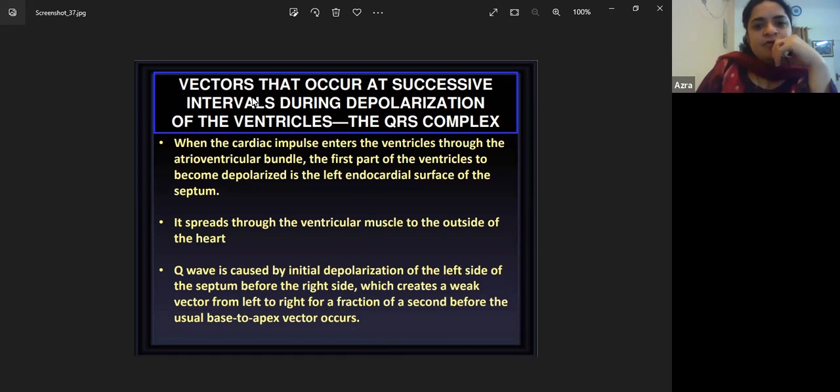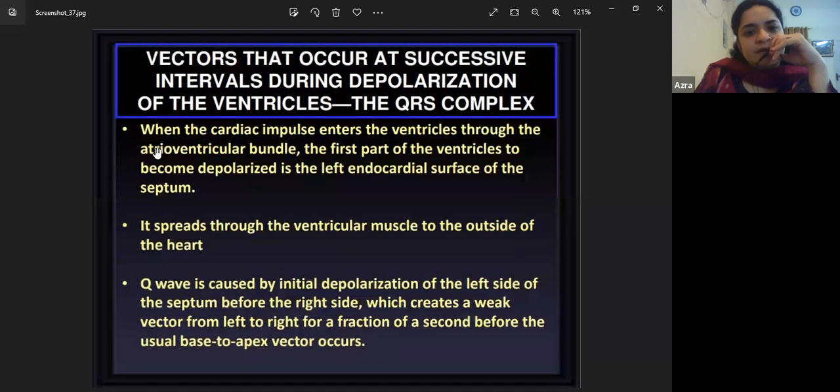Today we start from here. Bismillahirrahmanirrahim. Vectors that occur at successive intervals during depolarization of the ventricles. The QRS complex. When the cardiac impulse enters the ventricles through the atrioventricular bundle, the first part of the ventricles to become depolarized is the left endocardial surface of the septum.